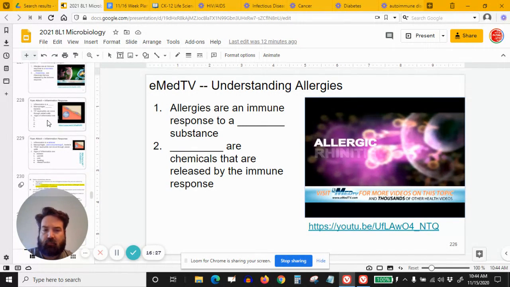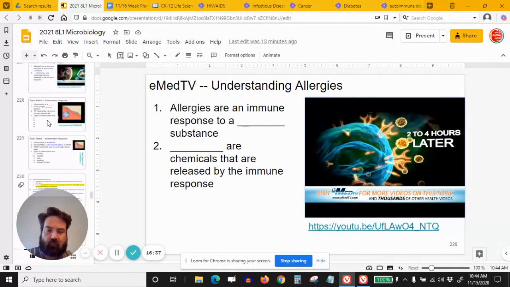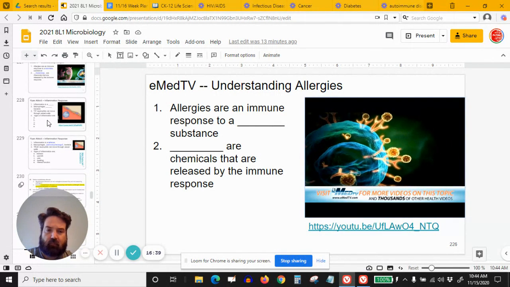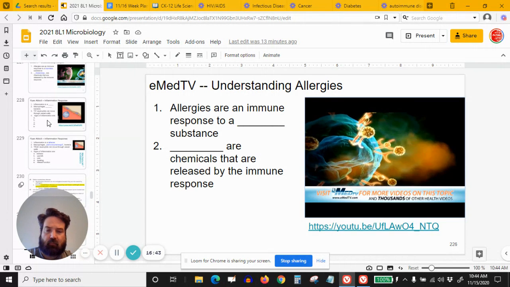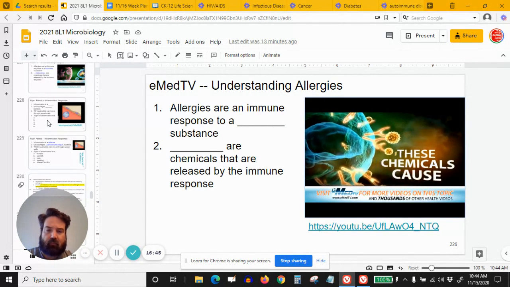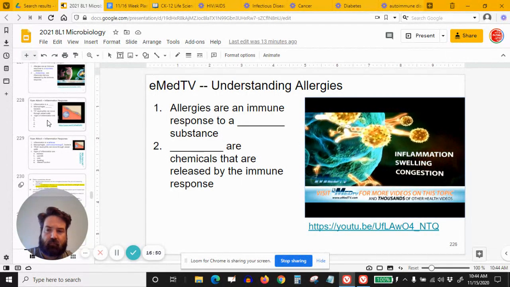For a person with allergic rhinitis, which affects the nose and eyes, sneezing, an itchy, runny nose, and red, itchy, watery eyes can result. 2 to 4 hours later, another response begins as more immune cells become activated and release their chemicals. These chemicals cause inflammation, swelling, and congestion within the affected areas.